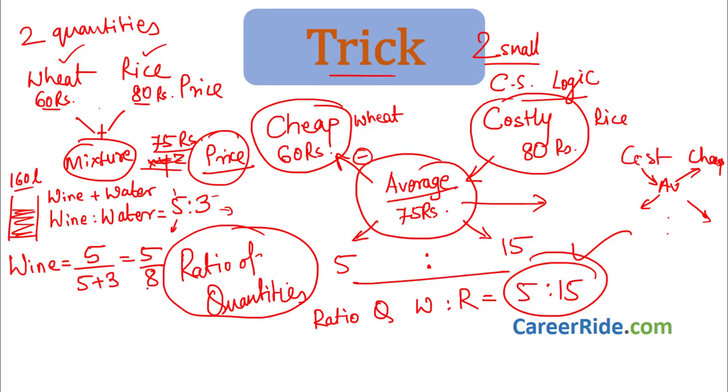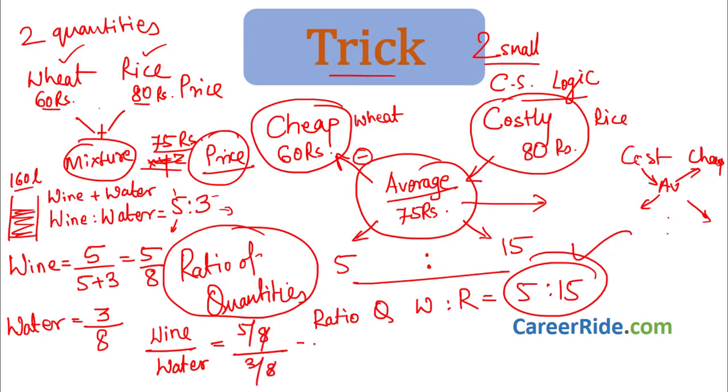So there are 8 parts of liquid, and in that 8 parts of mixture, 5 parts are wine. And how much is water? Water would be 3 parts, out of total 8 parts. Now if we divide wine upon water, what will you get? Wine upon water would be equal to 5 upon 8 divided by 3 upon 8, the 8 gets cancelled, you get 5 upon 3, which is nothing but 5 by 3, which we started with. That is the ratio of wine and water.